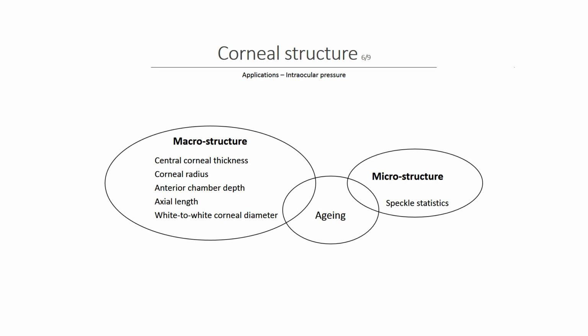Therefore, we studied the macrostructure using the central corneal thickness, the corneal radius, anterior chamber depth, axial length, and white-to-white corneal diameter. The microstructure was studied looking into the speckle statistics. Lastly, aging, which affects the macro and the microstructure, was also taken into account.